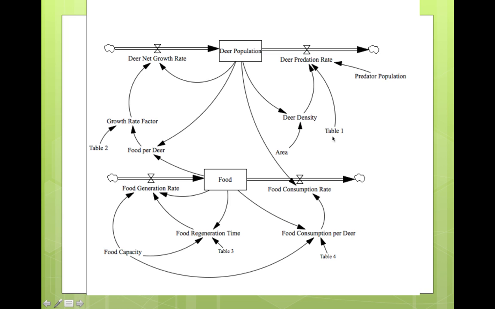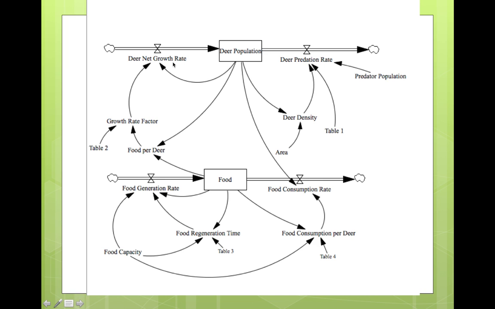I wanted to walk you through the essentials of how the model is structured, and we're going to be looking later in this lecture specifically at how the model works. But let me tell you a little bit of how the model is structured. It's got 2 stocks. It's got the deer population, and the limiting resource in this case is food, the food that's available in the plateau.